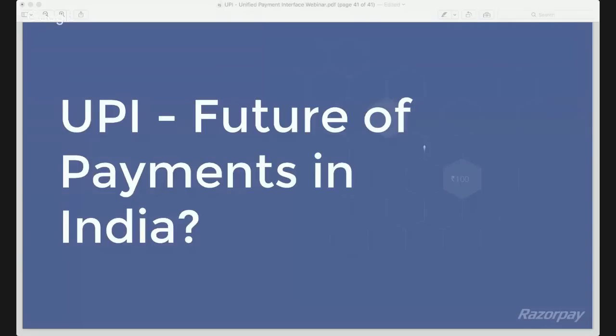Will it replace low value check payments or B2B? That depends on the adoption itself. Let's say the target audience that you have for a particular sector, if you own a car rental service, it might make sense for you. If your customers are tech savvy enough to start using UPI, yes, it will work for you.